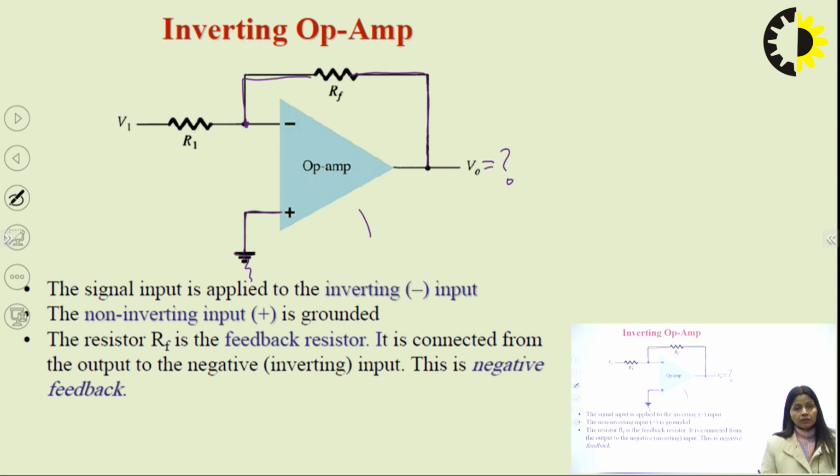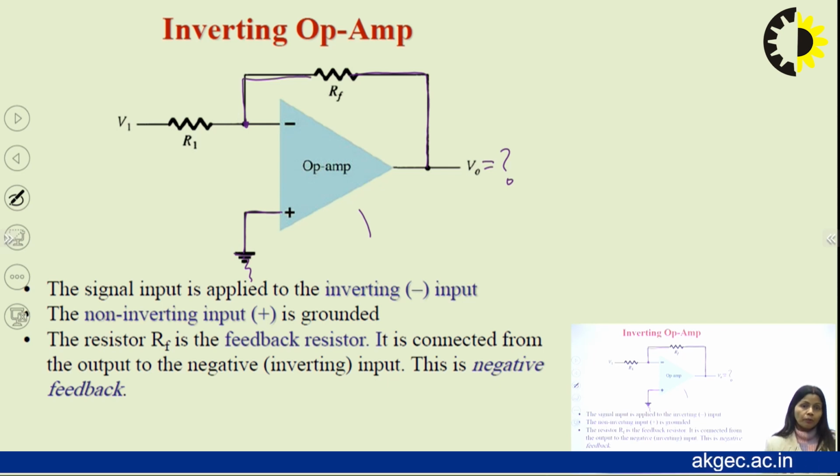First, at which terminal we have given the input. Number 1. Here in this case, we have given the input at the negative terminal of the OPAMP. Second, there must be one RF. Check whether any feedback is given to the OPAMP or not. Number 2.